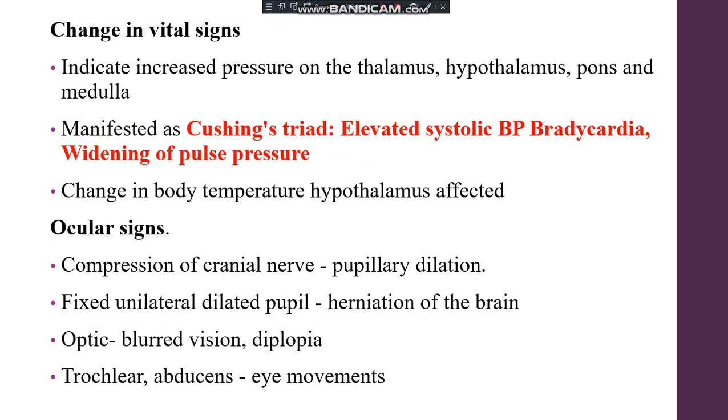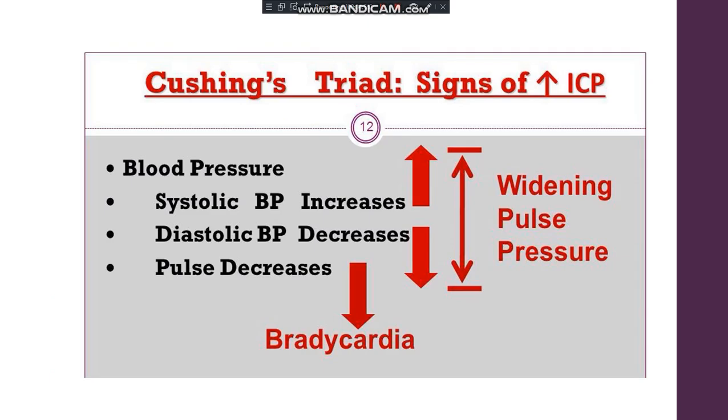So what will happen? The patient will have elevated systolic blood pressure, bradycardia, and widening of pulse pressure. More elaborately, you have to keep in mind this picture, and you can use it in the exam also. The systolic blood pressure will be increasing, the diastolic blood pressure will be decreasing, and this causes widening of the pulse pressure. In this picture you can see the systolic BP is increasing and the diastolic BP is decreasing.